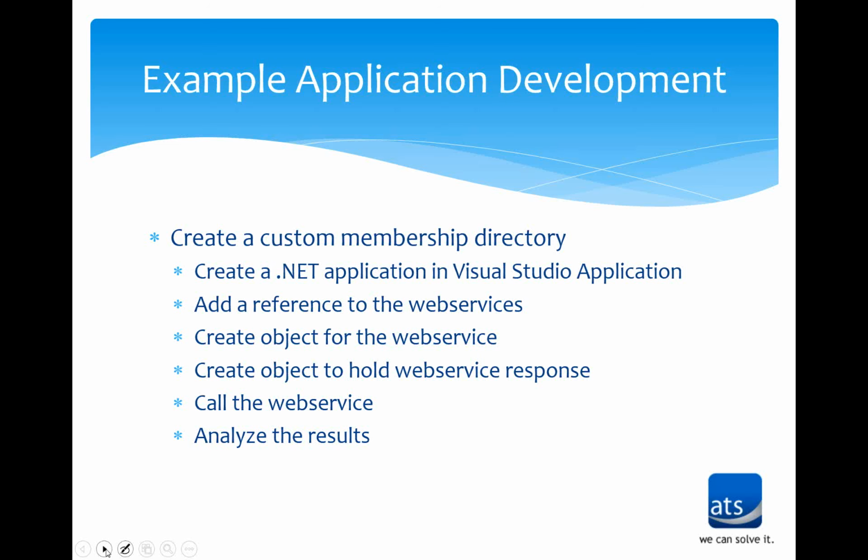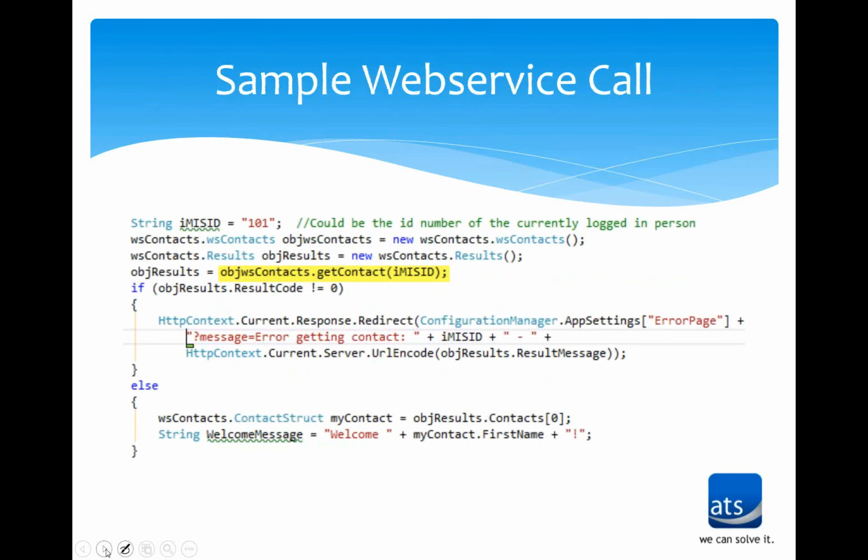Now, that sounds pretty simple. It's not a programming class here, but I can give you a little snippet here. Let's just say you have an ID number. This ID number, maybe that could be of the person logged in. I just happen to hardwire it to 101 here. I create an object for the web services. I create an object for the results, and I say results equal get contact iMIS ID.